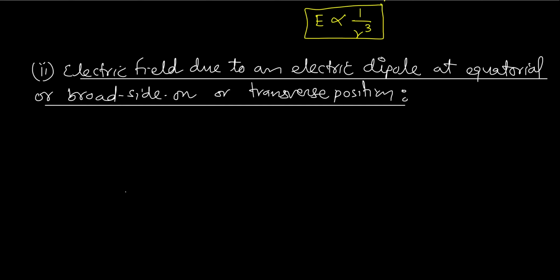So suppose again we have an electric dipole, similar electric dipole as we had in the previous case. This is minus q charge, this is plus q charge. Now what is this equatorial position?